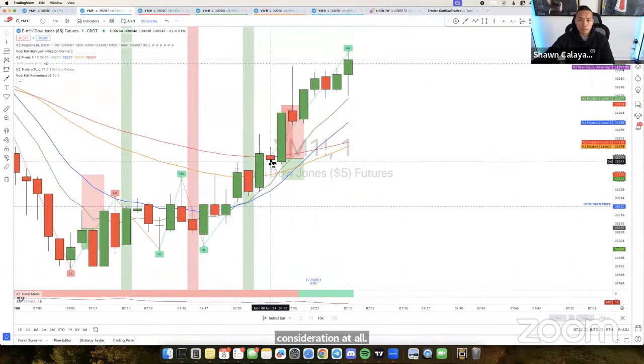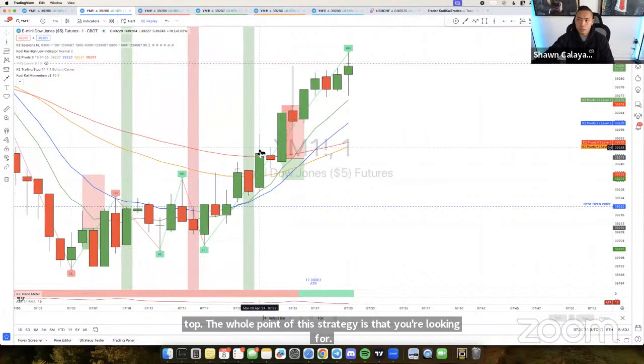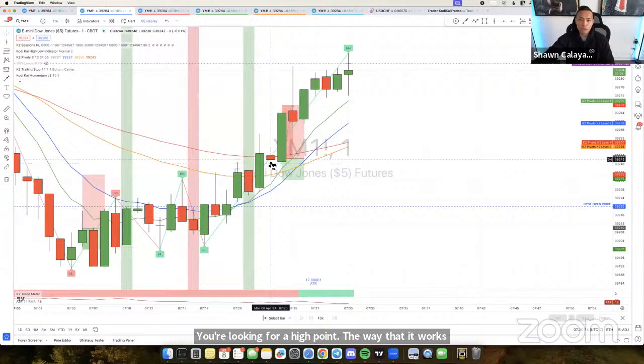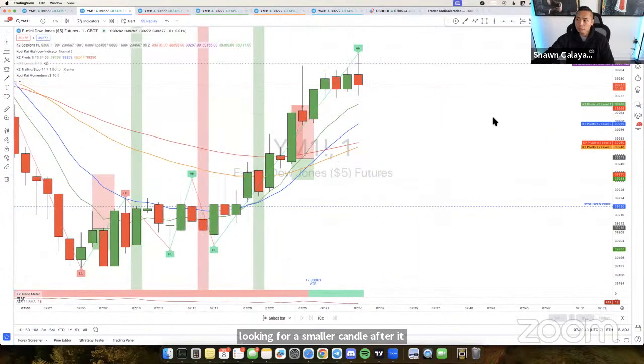But yeah, I see what you mean right here, the spinning top. The whole point of this strategy is that you're looking for a high point. The way that it works is you're looking for a high point, and then you're looking for a smaller candle after it. Let me see if I can find another example over here. Or here's another example right here.